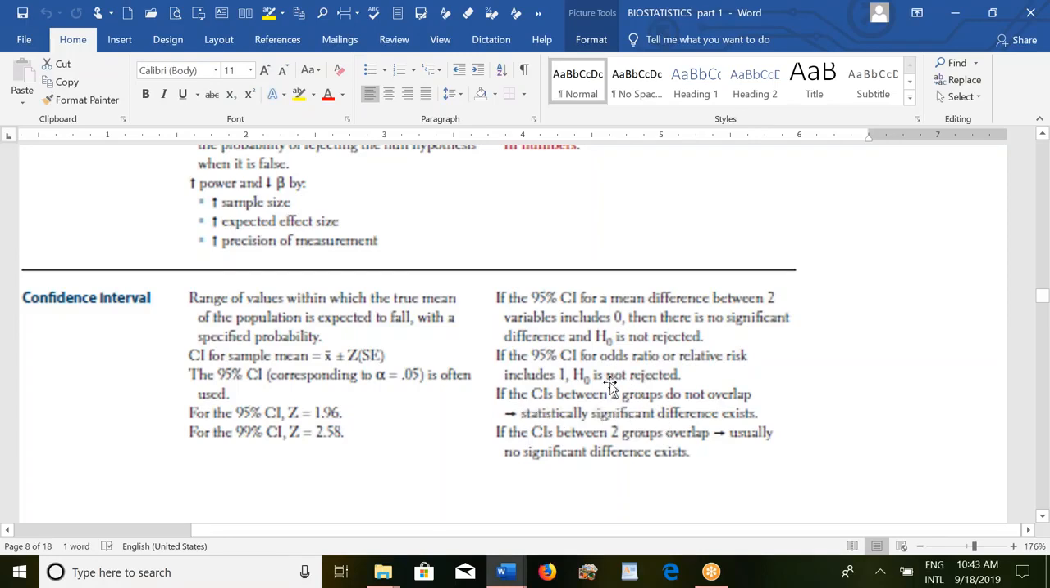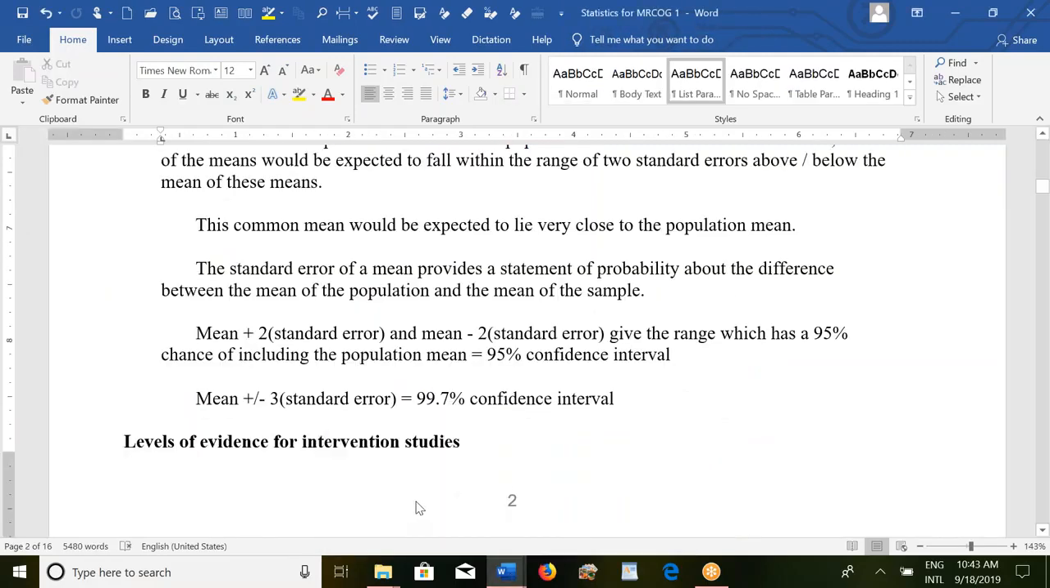This is good, okay. So if the confidence interval between two groups doesn't overlap, it means there is a statistically significant difference, when they are not overlapping, like values are not shared. Then if the confidence interval between two groups overlaps, usually no significant difference exists because they are going to have common features, okay. But when it is not overlapping, not mixing up, then it means that the data is meaningful.